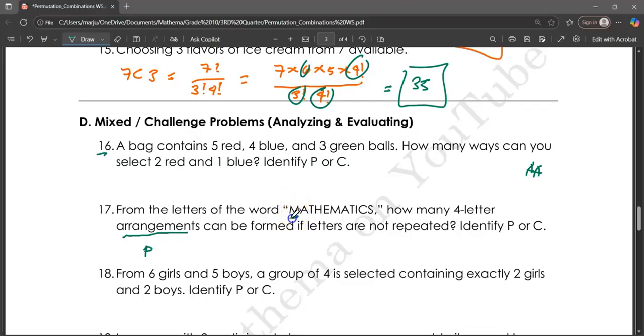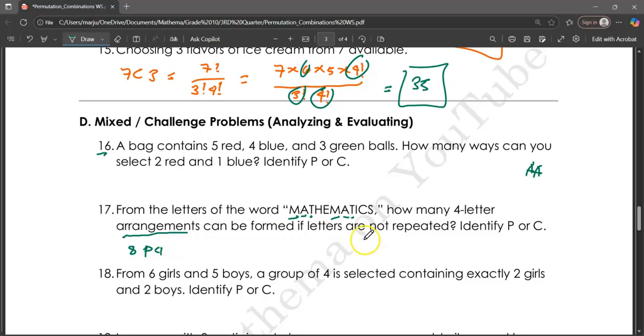If you look at our word mathematics, there are actually letters that are repeated. We have M, we have A, and of course we have T. So we are not going to consider all of the letters here. We are only going to consider the unique letters. So how many unique letters? In mathematics, there are 11 letters, right? 1, 2, 3, 4, 5, 6, 7, 8, 9, 10, 11. But then again, there are repetitions. 1, 2, 3. So there are only 8 unique letters, and we are choosing 4. So that will be our setup.